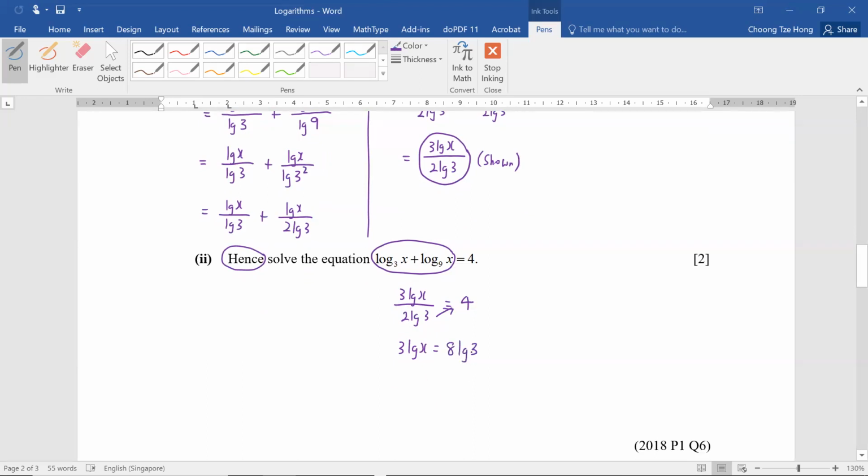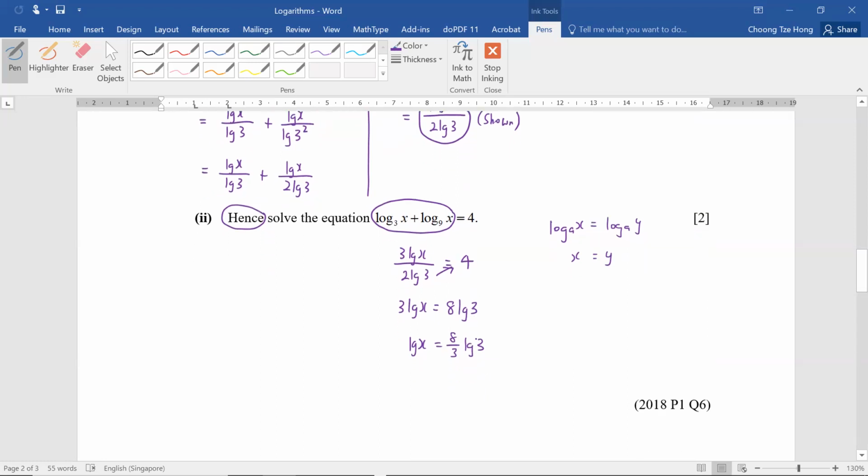Then since we are solving for x, we want to slowly isolate x on the left side. Over here, we have the 3, so I'll divide the 3 over, so you have 8 over 3 log 3. One thing to know about solving a logarithmic equation is this: we always try to do this. Let's say we have log a of x equals log a of y, then we can conclude that x equals y. Over here we have log x, over there we have log 3, but there's an 8/3 in front. So what do you think we can do?